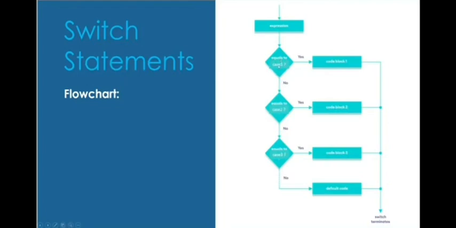Let's say, for example, case 1, does it match? If yes, then the code block will be executed. If no, it will check the next case. Then if it matches, it will execute the code block. But if it doesn't match, it will proceed to the next case, and so on and so forth until the cases run out and there is no match. Then we have here a default code, so it's similar to the else statement.